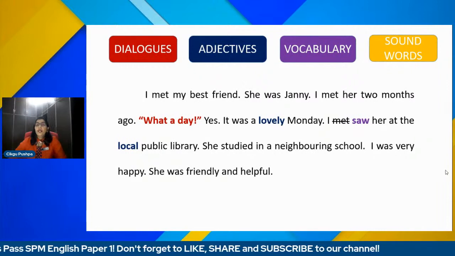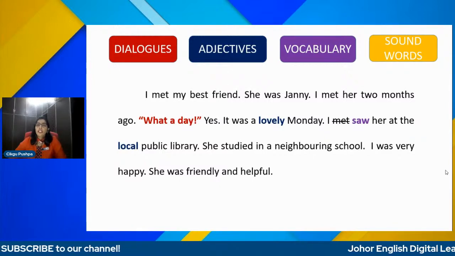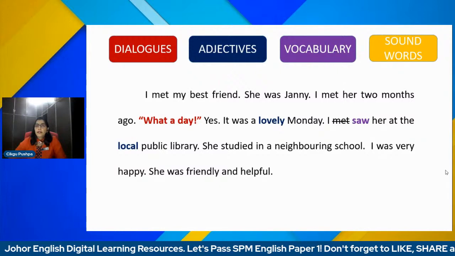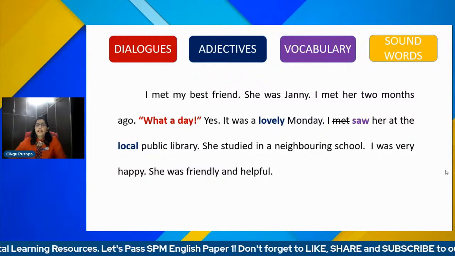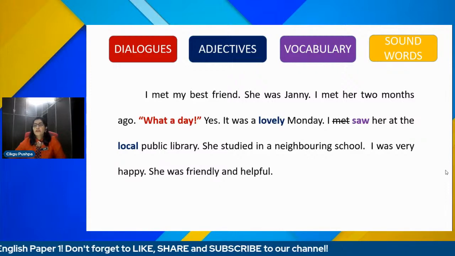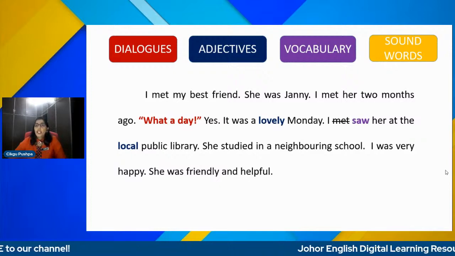So it's like you are actually trying to modify your essay, make it better by bringing in this kind of elements. So lovely here is actually an adjective, right? I met her at the local public library. So if you were to see this paragraph, you are using met, I think more than 3 times, all right? I met my best friend. I met her 2 months ago. And again, I met her at the public library. So if you think that you can change, right? Try to bring in another word.